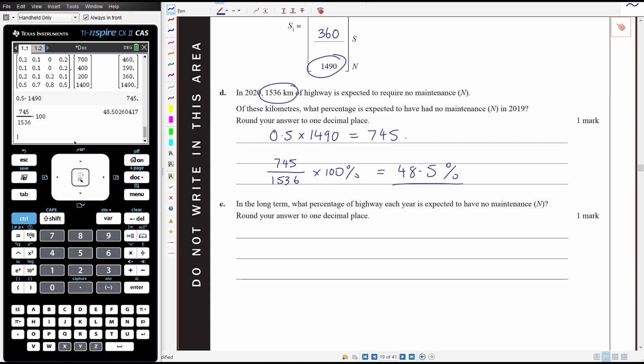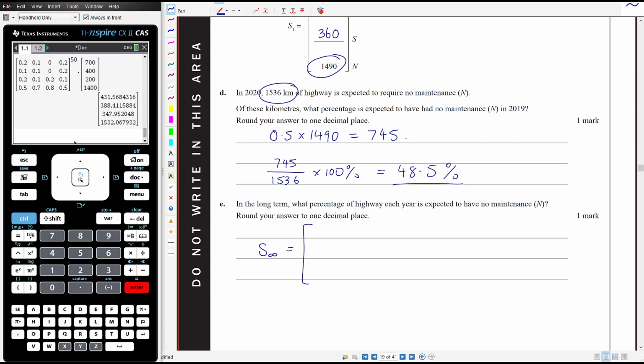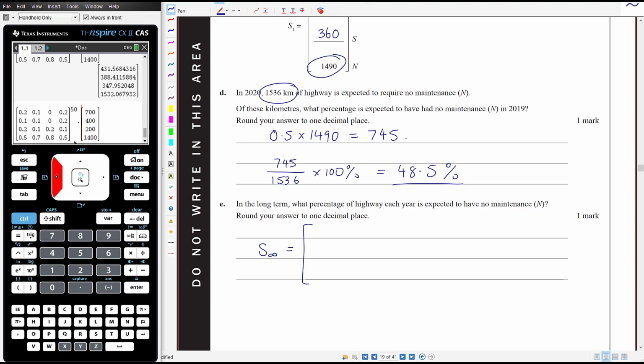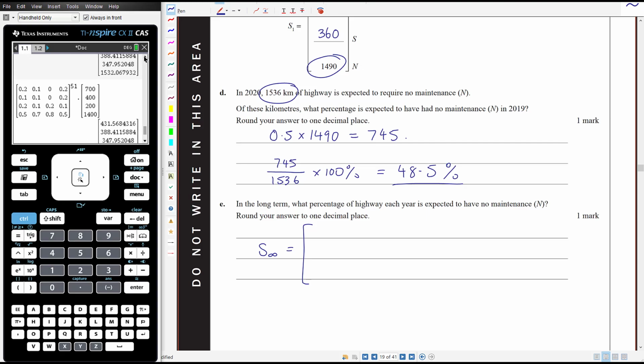Part E: in the long term, what percentage of highway each year is expected to have no maintenance? So we want to work out the steady state matrix, which means applying a high number of transitions to our initial state. I usually use 50. So 50 transitions to the initial state should get me to the steady state. To check that I've reached the steady state, I should also check that 51 transitions keeps me in the same place. Certainly to two decimal places at least the values are the same, and that's more than enough.